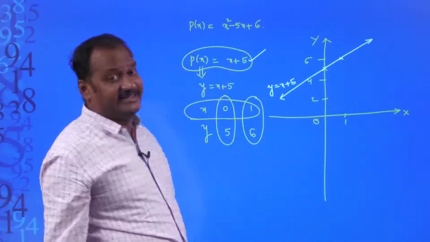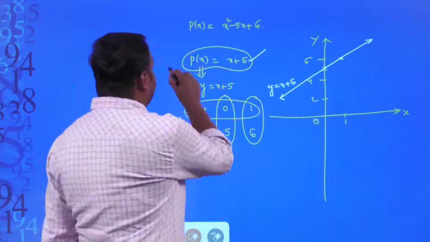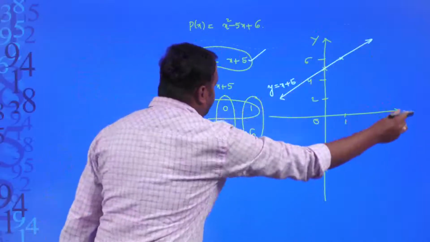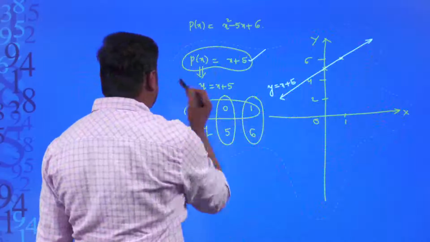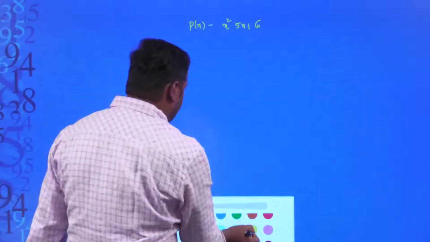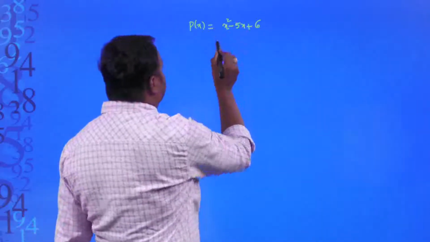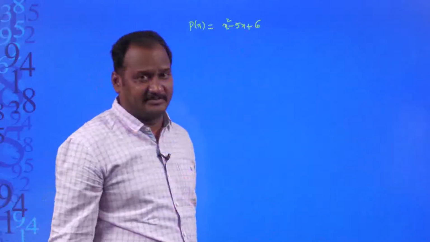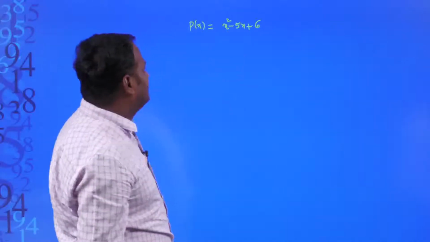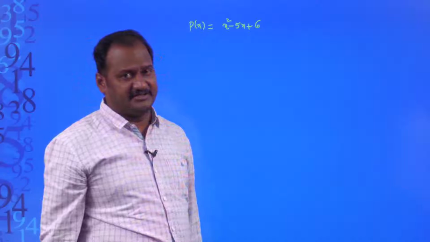Then what about the second degree polynomial? Let us try to understand now. What about the second degree polynomial, whether it represents a straight line or a curve or any other thing? Let's try to understand. Okay. So this is y is equal to x square minus 5x plus 6. This is a second degree polynomial. Okay. And now I just want to draw this x square minus 5x plus 6 on the graph sheet.